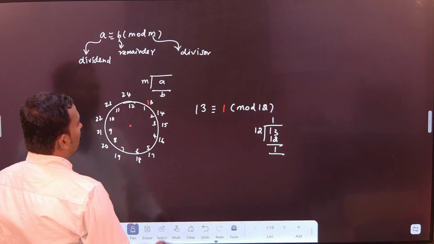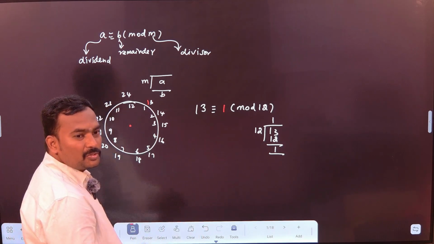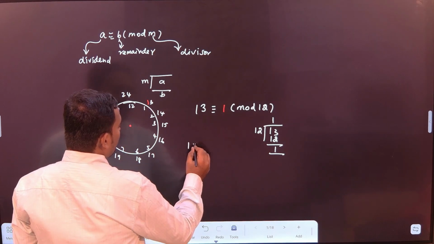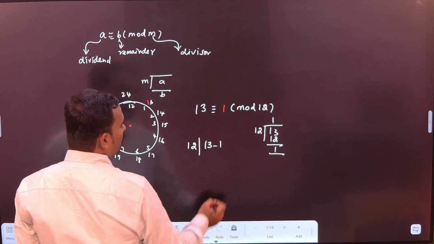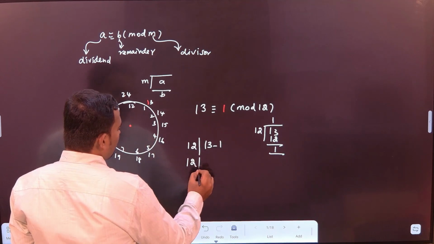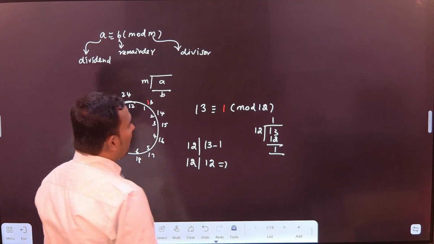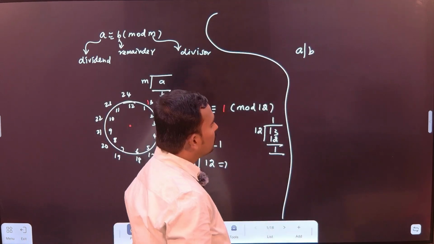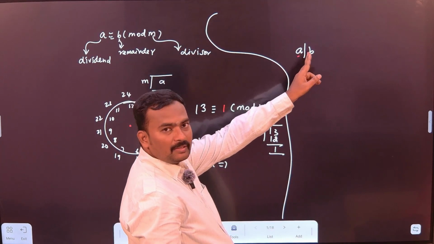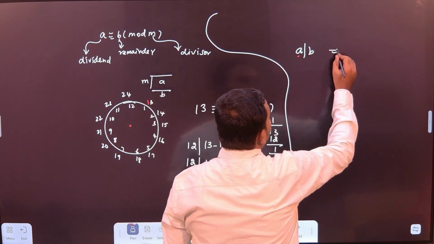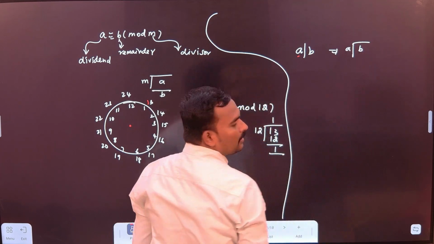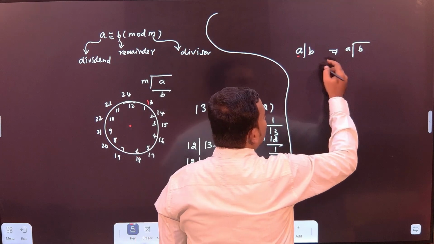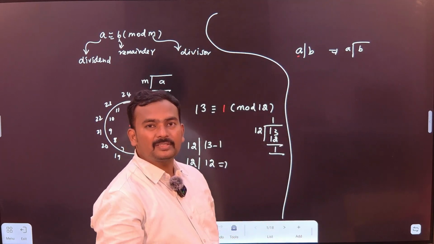Clear? Okay, so what is the meaning in another way? Using the divisibility idea you can say 12 divides 13 minus 1, that means 12 divides 12, right? It is true. First, you have to understand what is a divides b. a divides b means a is the divisor, b is the dividend, and b is divided by a. If a divides b, the remainder would be 0, right?